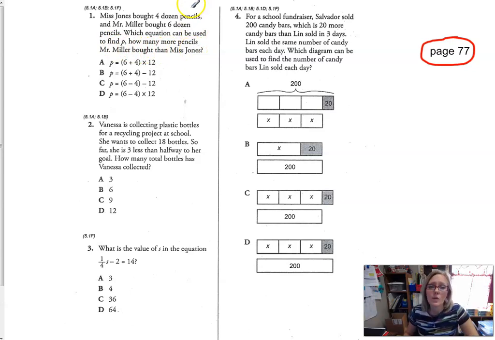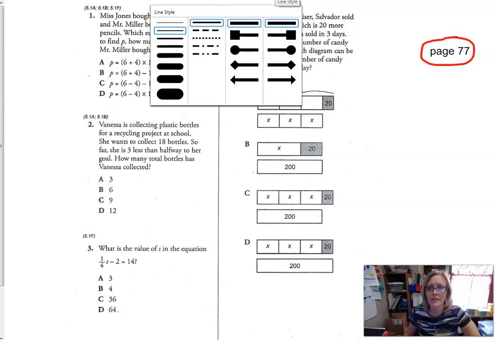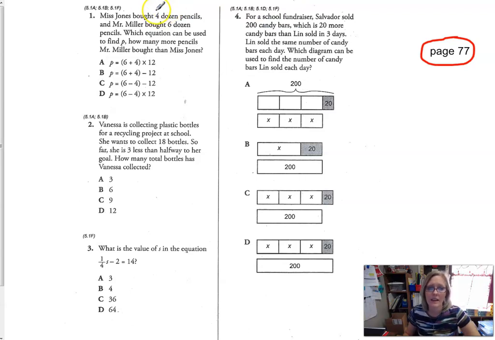Well, we're going to come back up here and we're going to go through the things that we need to circle and underline. I'm going to make a little skinnier pen for this. And it says Miss Jones, so I'm going to underline her, bought 4 dozen. And we have Mr. Miller, who bought 6 dozen. We know those are pencils. Which equation can be used to find P? So that's what we're finding.